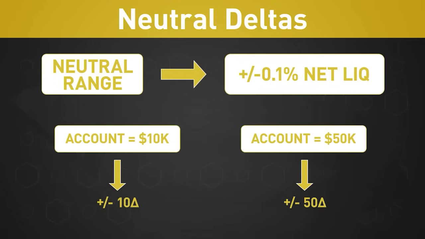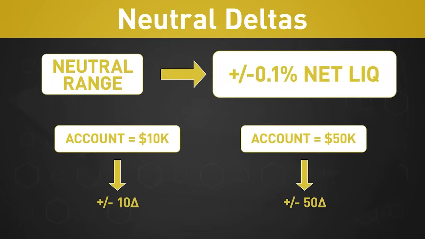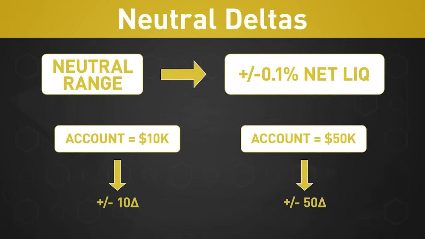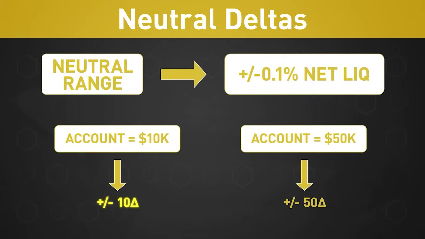Now, given the fact that we're retail traders and commissions and transaction costs begin to add up really quickly if we try to peg our portfolio delta to exactly 0, we can just focus on keeping our portfolio delta within a range of neutrality. Anywhere between plus or minus 0.1% of net liq is close enough to 0 that we can classify it as pretty delta neutral. So for example, on a $10,000 portfolio, that's going to be a range of plus or minus 10 deltas. On a $50,000 portfolio, that's going to be a range of plus or minus 50 deltas, and so on.